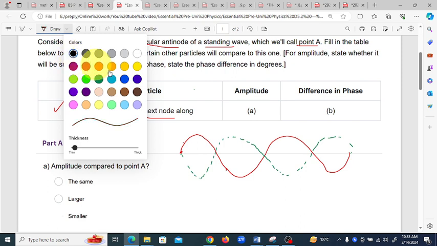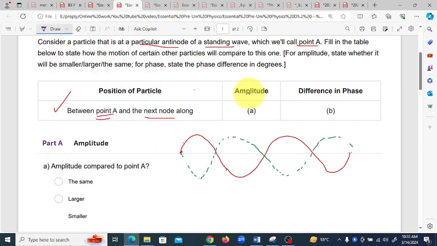Okay, so here we have an antinode at this position. For example, this is the antinode, and the next node between this point A and the next node is here. This is the next node. The question asks us to find the amplitude of all the particles from this antinode to the next coming node. These are the particles that are between A and the next coming node. Remember that we have to find the amplitude first.